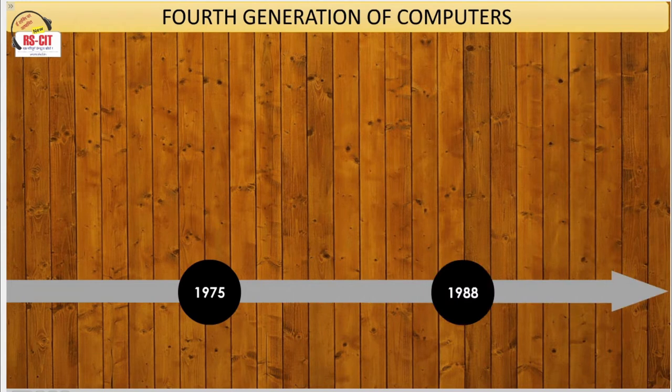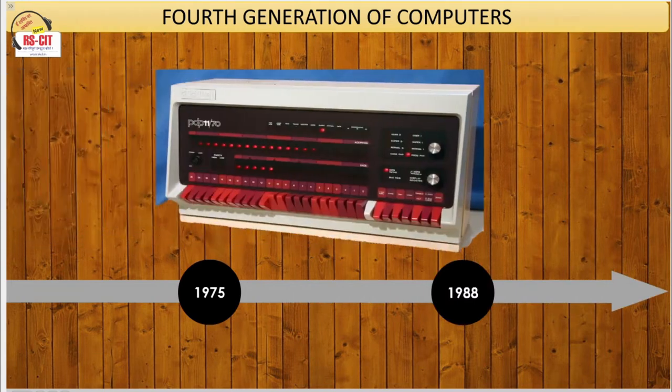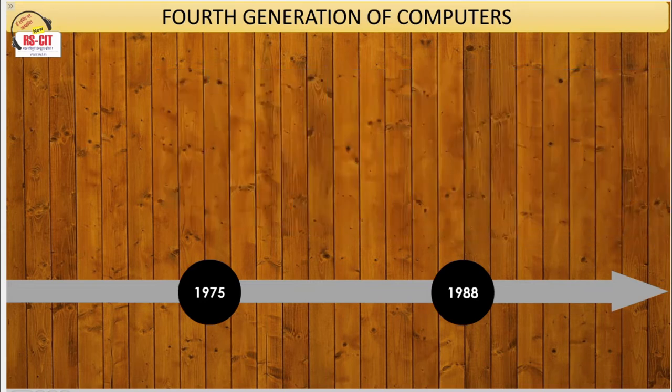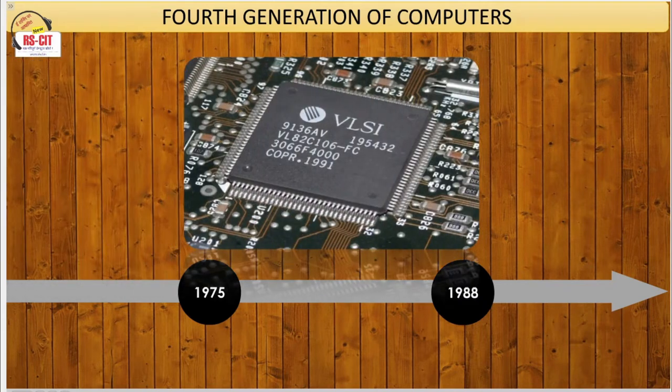1975 to 1988 is called the fourth generation of computers. In this generation, microprocessors were introduced as thousands of ICs were fabricated on a single chip made up of silicon. The computers of this generation used very large-scale integrated circuits, that is VLSI technology. The Intel 4004 chip, which was developed in 1971, located all the components of a computer on a single chip.